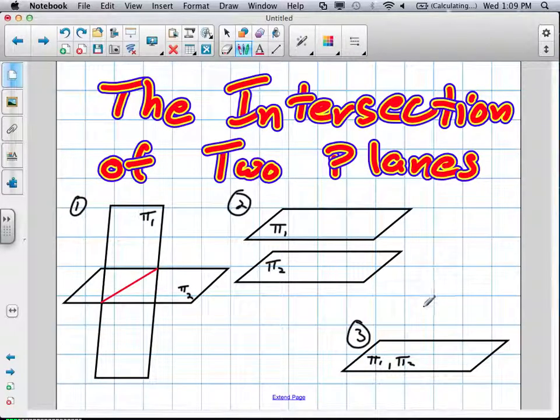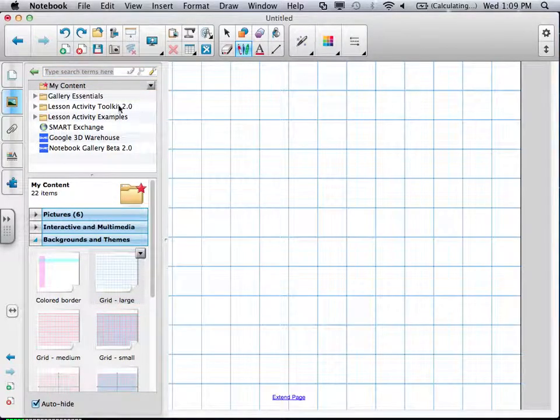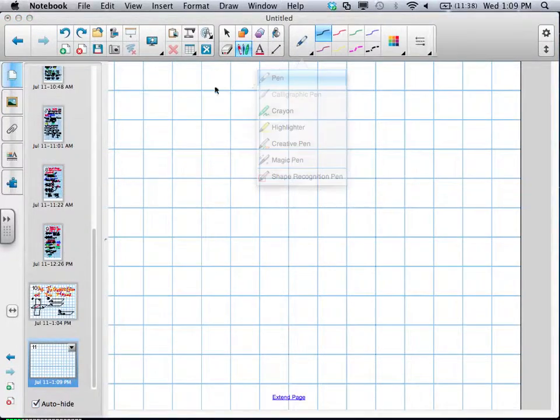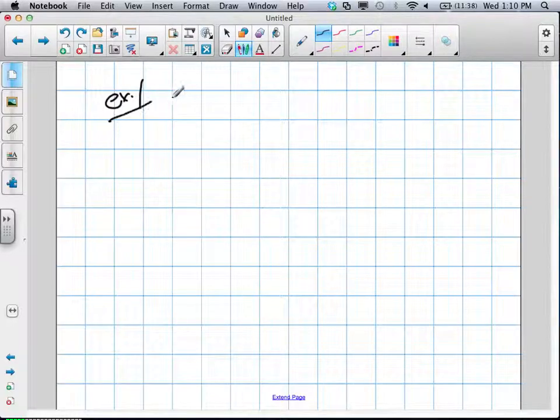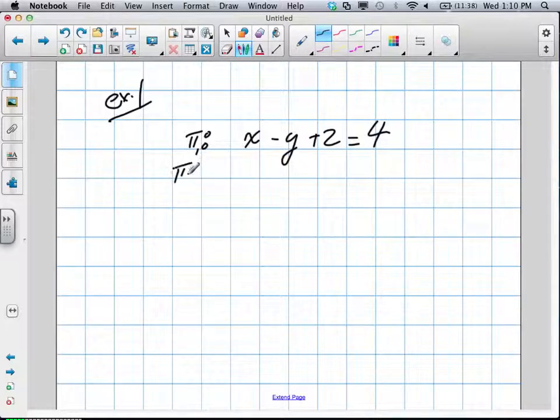So I'm going to jump into the first example, and they've given us the equation of two planes here. Let's jump ahead. I'll put that back up again in a second. So plane number 1, they've given us x minus y plus z is equal to 4. And plane number 2, they've given us the equation x minus y plus z equals 5.